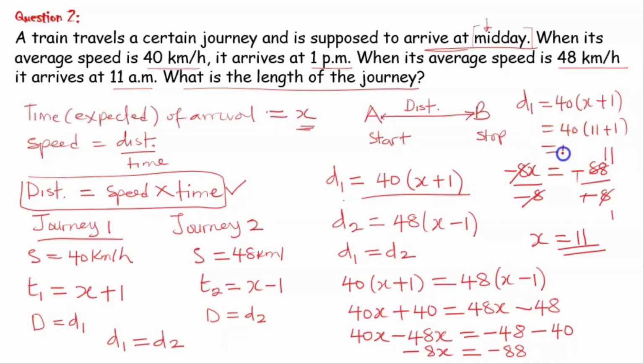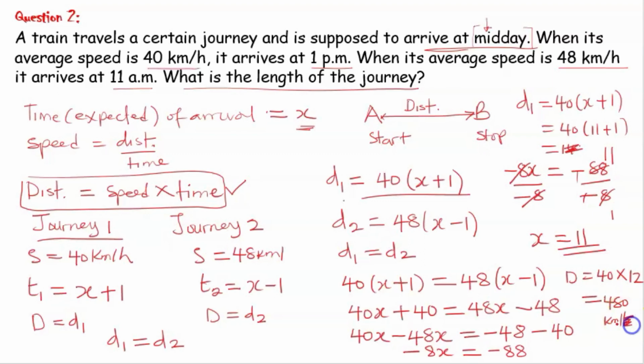Sorry, that space is choked. Let me just come back to here. So our distance is going to give me 40 times 12. Okay, that's what we are going to have. And that is going to give us 480 kilometers.